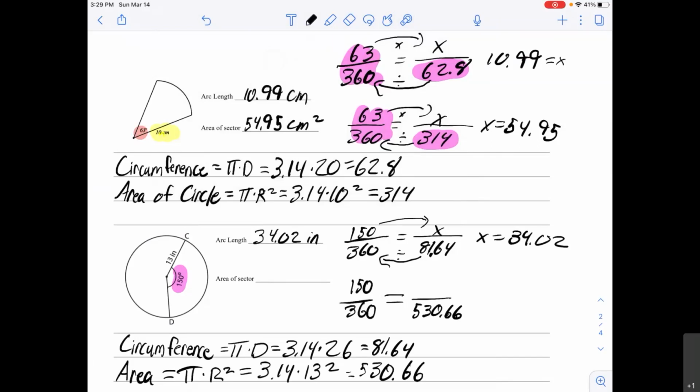So now I can do 530.66 divided by 360 times 150, and solve my proportion, just as I have been doing. That gives me 221.11, because I'm rounding to hundredths. So my area of my sector is 221.11.